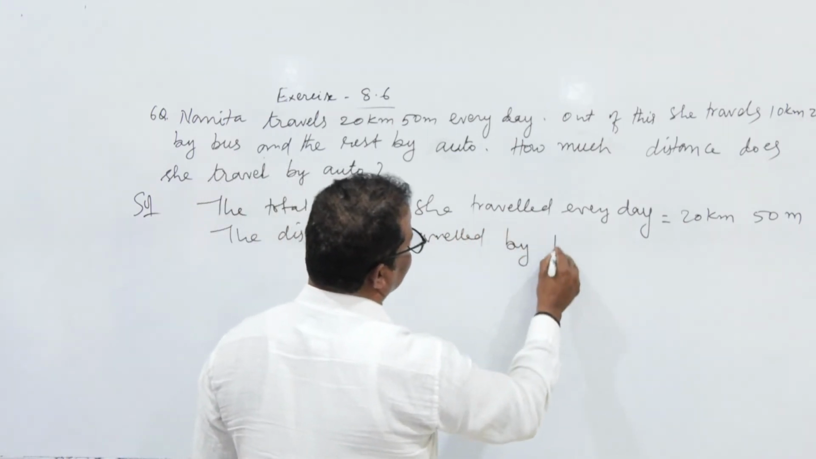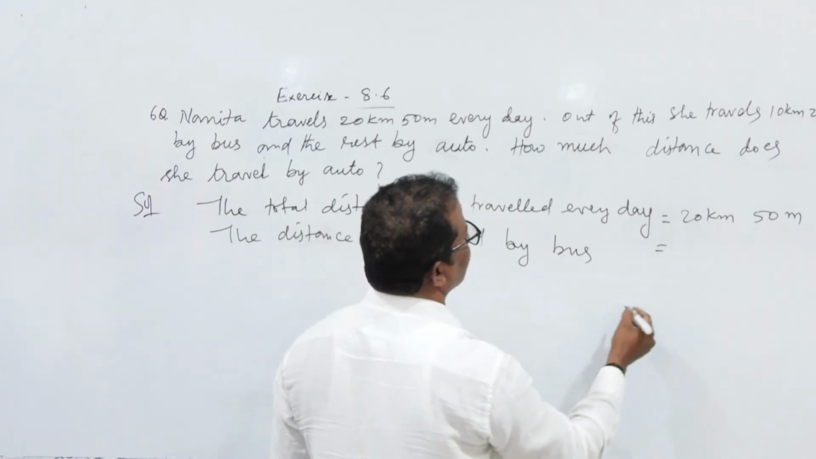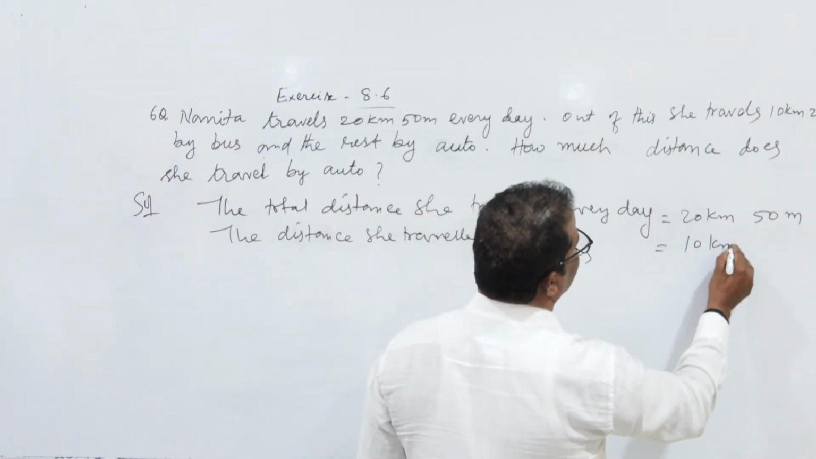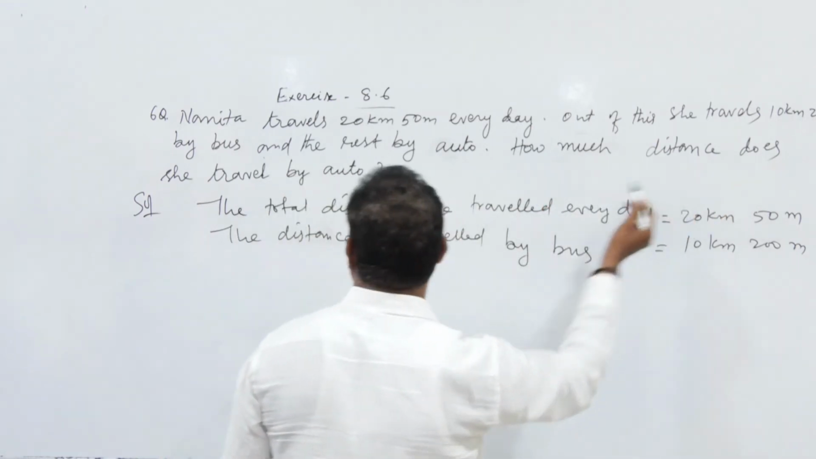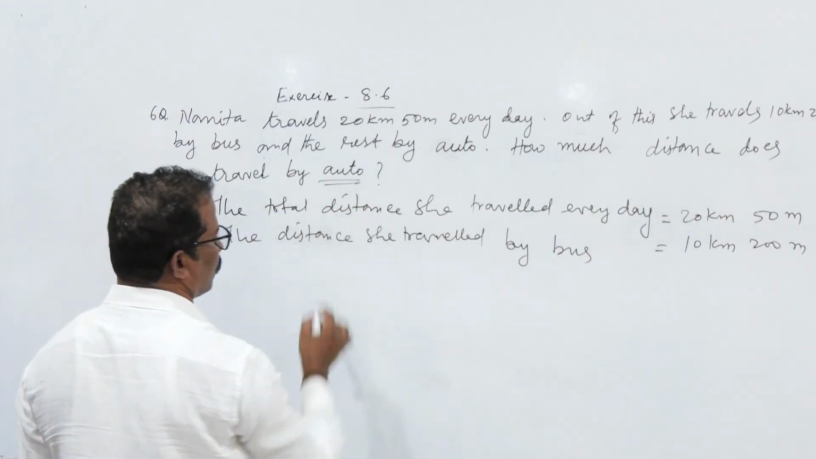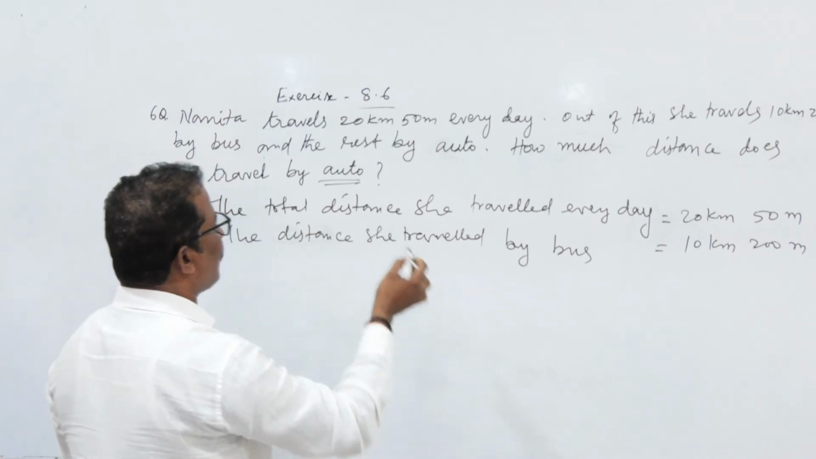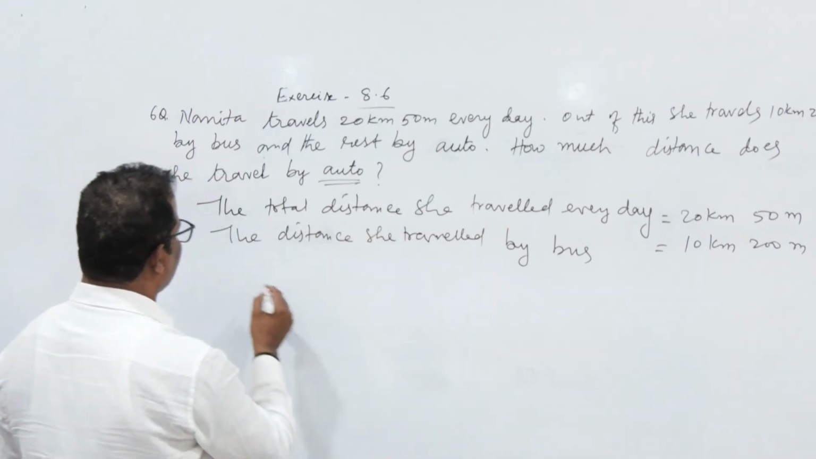By bus, that is how much? 10 kilometer, 200 meter. Now the question is, how much distance does she travel by auto? The rest of the distance is traveled by auto only. That is how much?